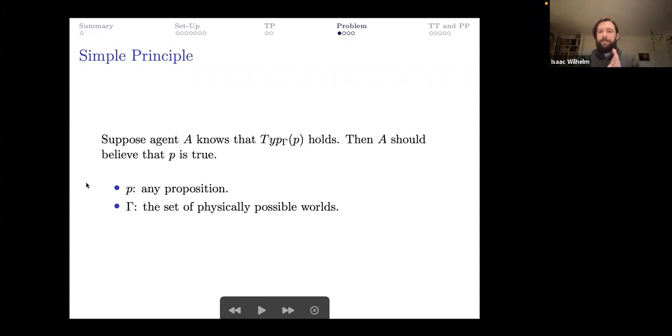So, here's a simple principle that sometimes gets thrown around in the literature, and it's related to something that we've talked a lot about in this seminar, Cournot's principle. Suppose you've got an agent A, and they know that P is typical in the set Γ. The simple principle says that A should believe that P is true. In other words, from the mere fact that something is typical, you should believe that something.